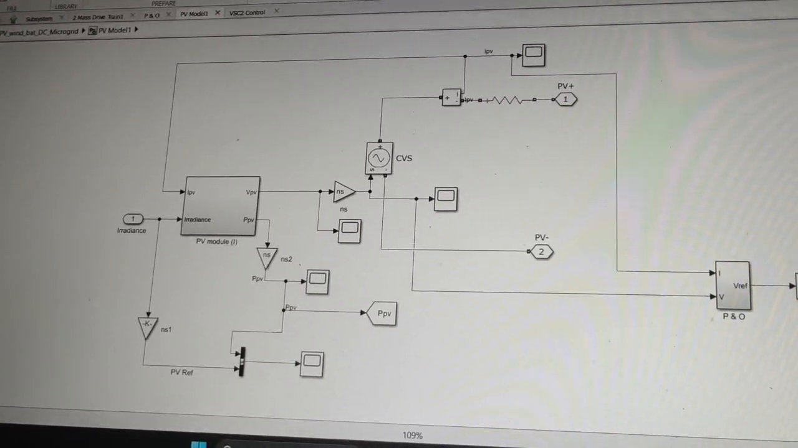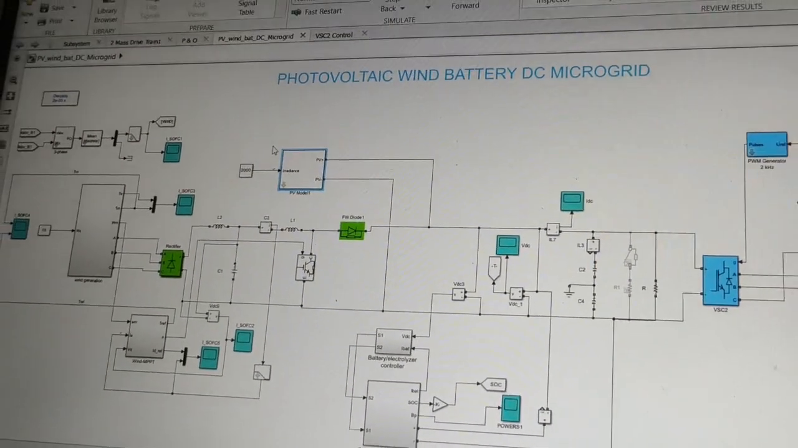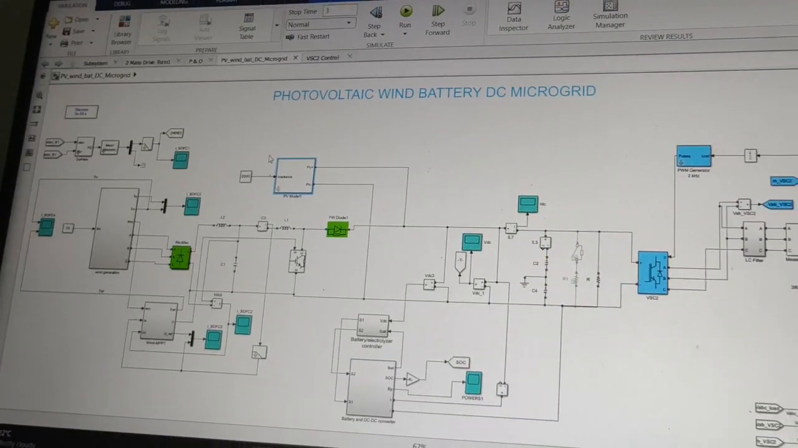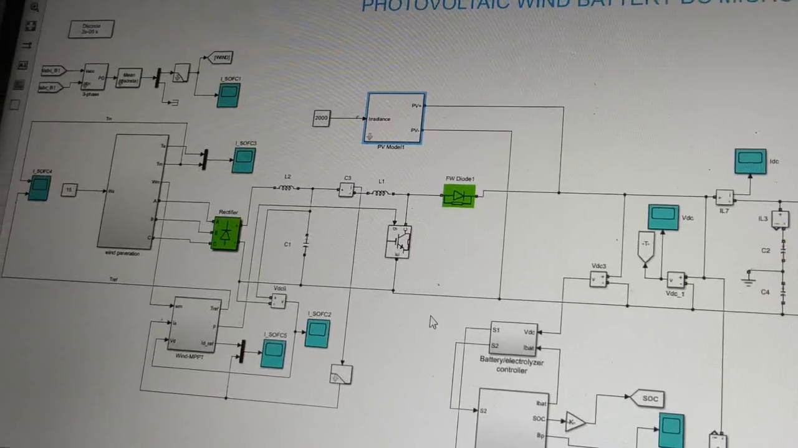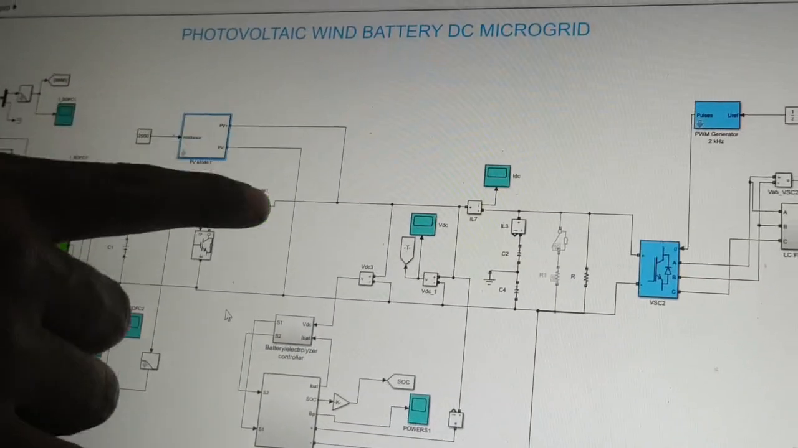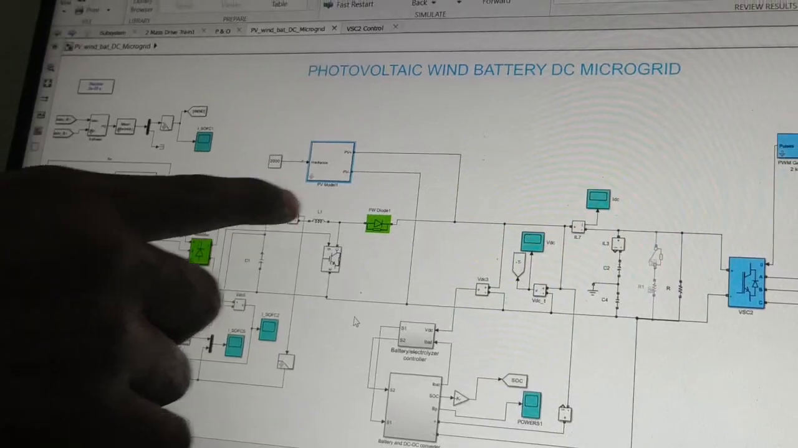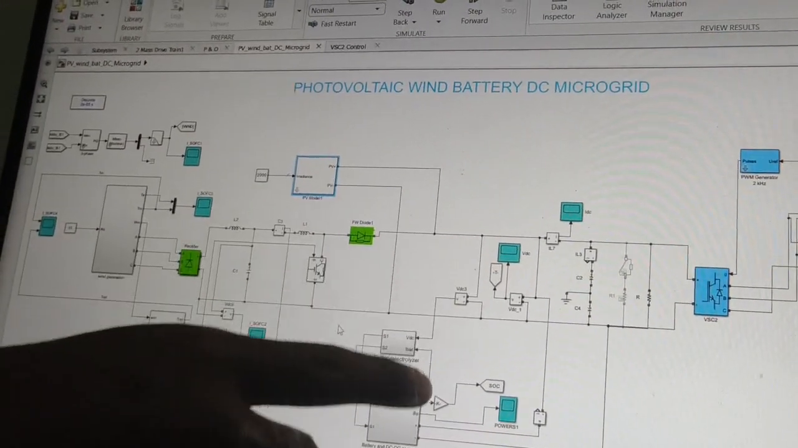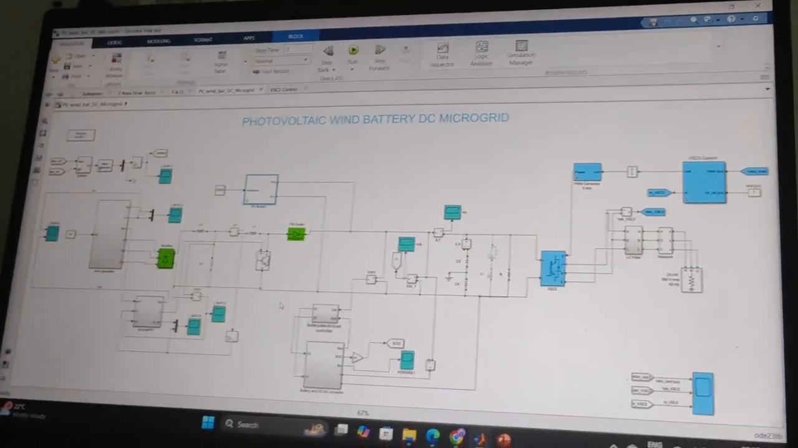Here also we use an MPPT, not the wind MPPT but a PV MPPT, which is inbuilt for the PV module, and both are given to the DC bus. You can see this DC bus is connected to the PV module and also to the wind MPPT through the rectifier. DC current is flowing in this DC bus, and we also connected the battery to the DC bus.